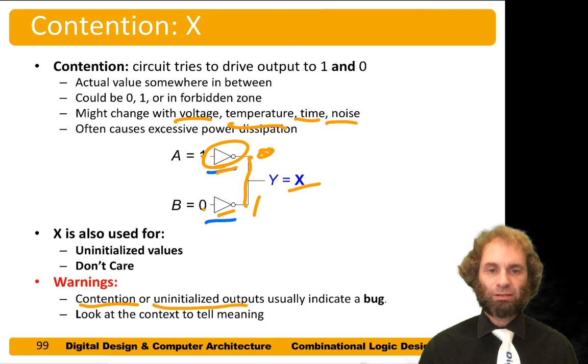Now remember, on the last slides, we talked about using X as a don't care on an input. So you've got to look at the context of the X. On an output, it can mean contention. On the input, it may mean don't care. So when you have contention, that can cause power dissipation. If it's contention with big output drivers, that can dissipate a lot of power and potentially burn out pins.